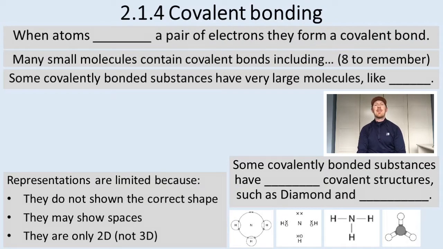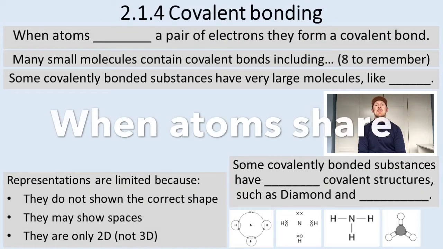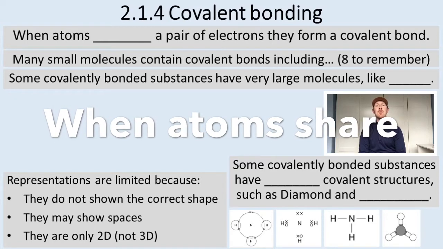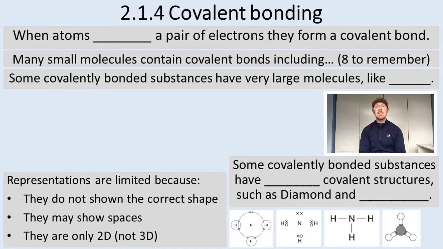2.1.4 Covalent bonding. Remember, when atoms share a pair of electrons, they form a covalent bond. Now, if they share one electron each, that's a single covalent bond. But remember, with alkenes, if they share a pair of electrons each, that becomes a double bond. Many small molecules, maybe simple covalent molecules, contain covalent bonds.